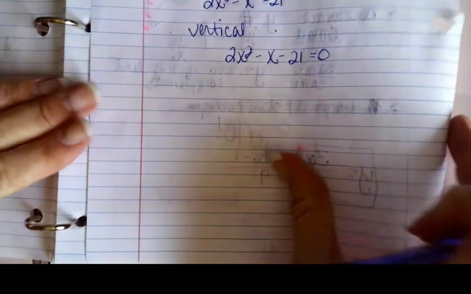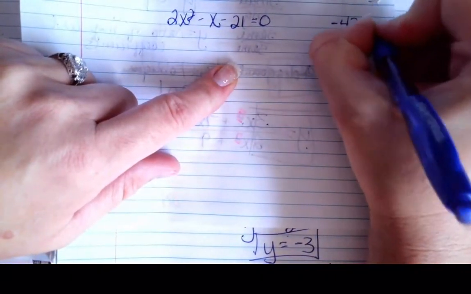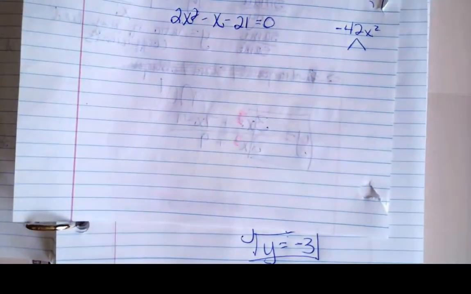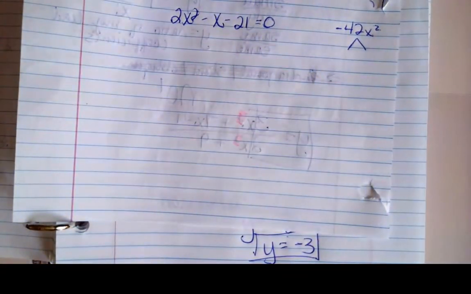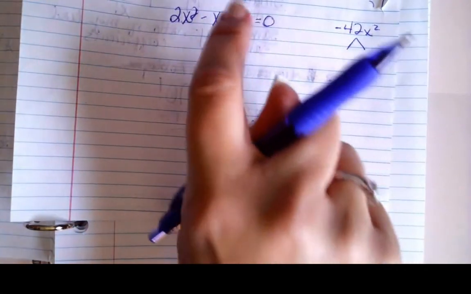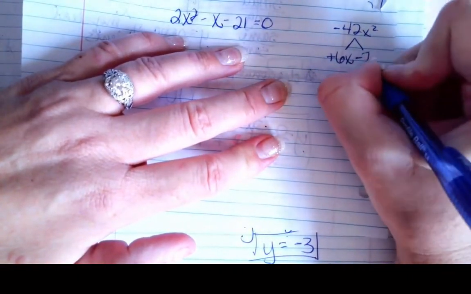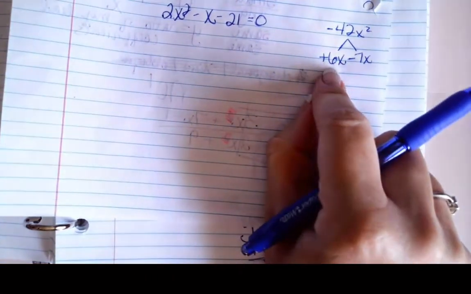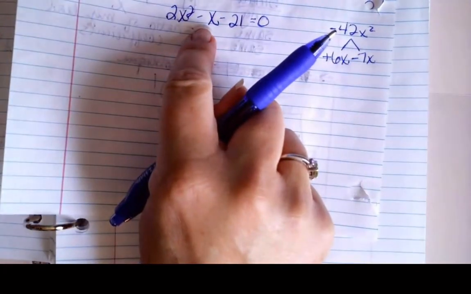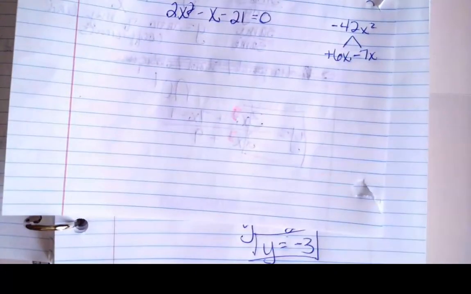So I'm going to use factoring by grouping. So a 2x squared times a negative 21 is a negative 42x squared. So I need two numbers that multiply to a negative 42x squared, but they add up to a negative x. My signs are different, so these are going to have different signs. So I've got a positive 6x and a negative 7x. So 6x minus 7x is a negative x. 6x times negative 7x is a negative 42x squared.